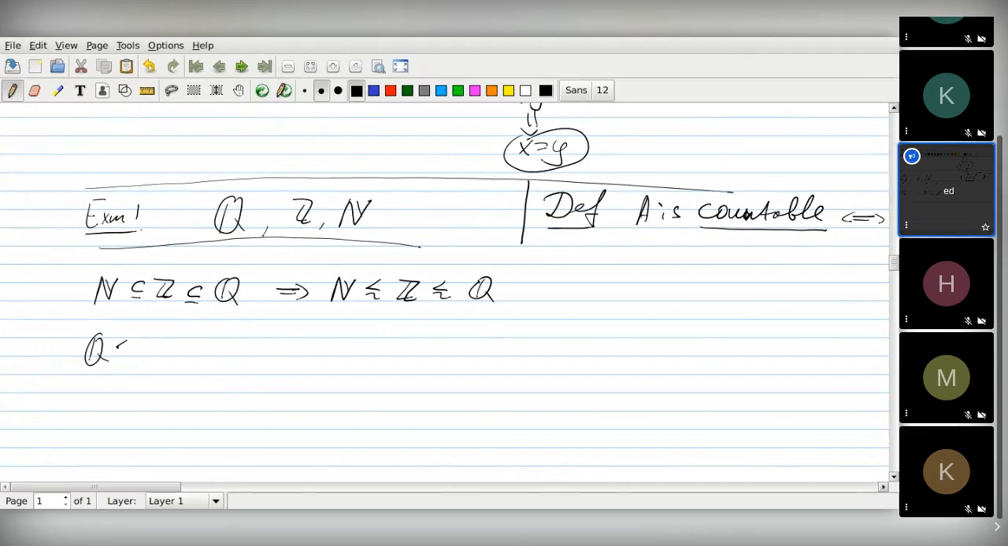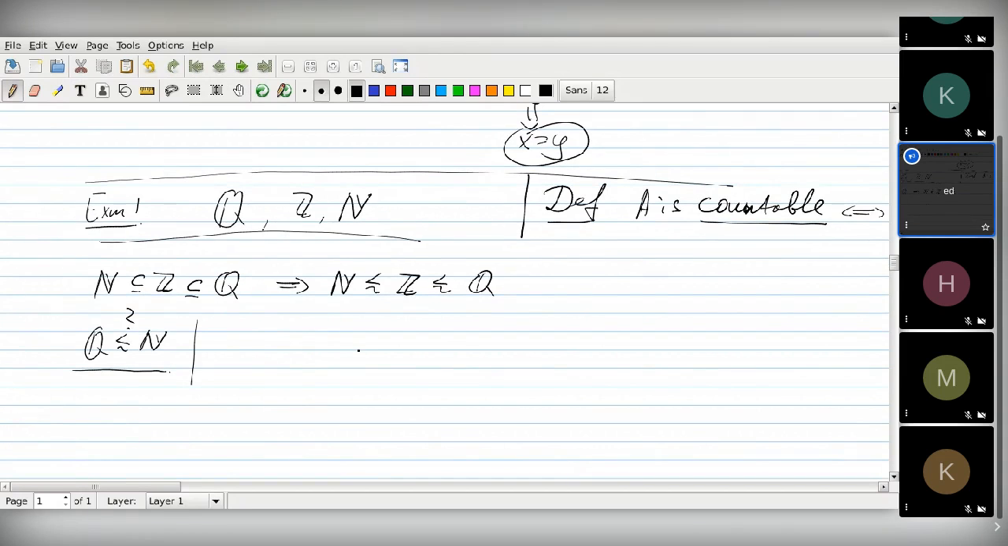But why is Q embeddable into N? Let's demonstrate it. That will be very easy. By the way, what do you know about rationals? Rationals are ratios. So they are quotients. They are m over n. Do you agree?